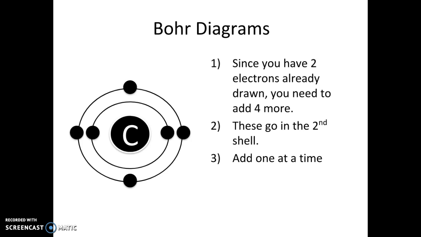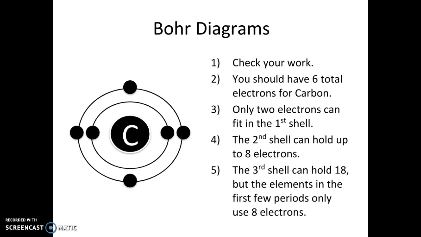So remember, I said that the second shell can hold up to 8 electrons, but we only had 4 left. So that's why we're only putting 4. If you were to count all of these up, you would see that we now have 6 electrons, and you have a properly drawn carbon atom.